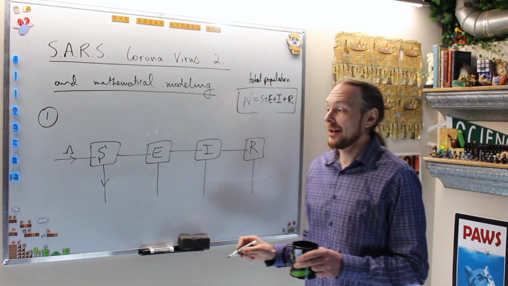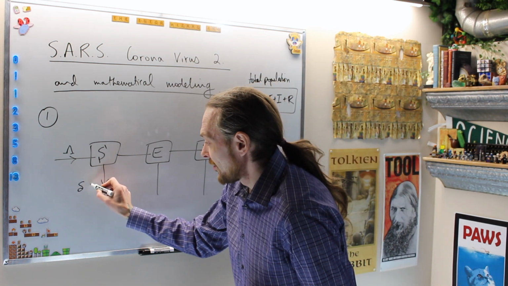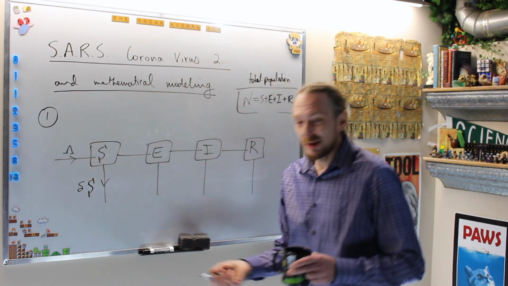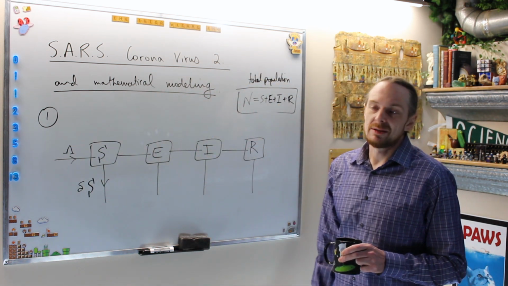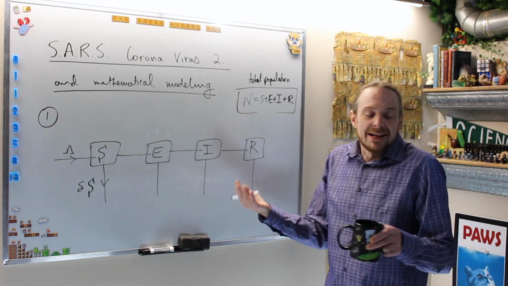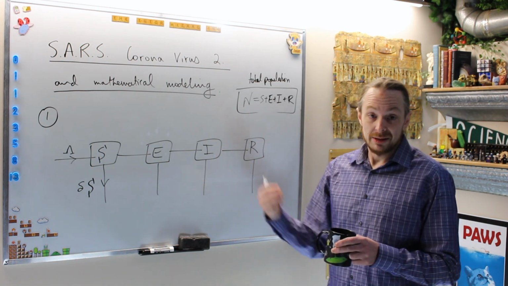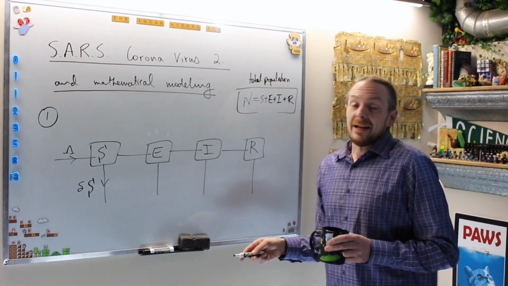I can get out of this category by dying. So we are going to have a delta, a death rate, which we're going to assume is proportional to the population. So we assume that you can be removed from the susceptible category by dying of natural causes or something else unrelated to the disease or infection that we're discussing. So that's the death rate.